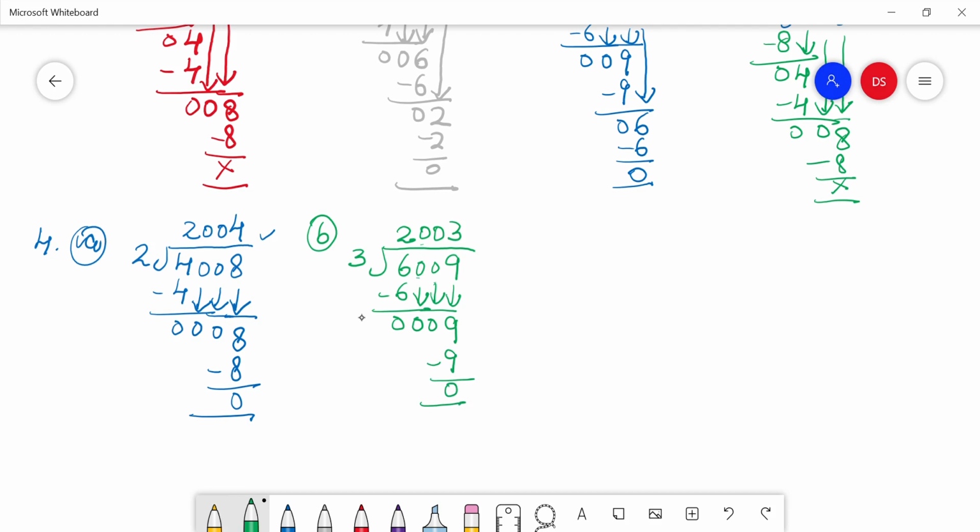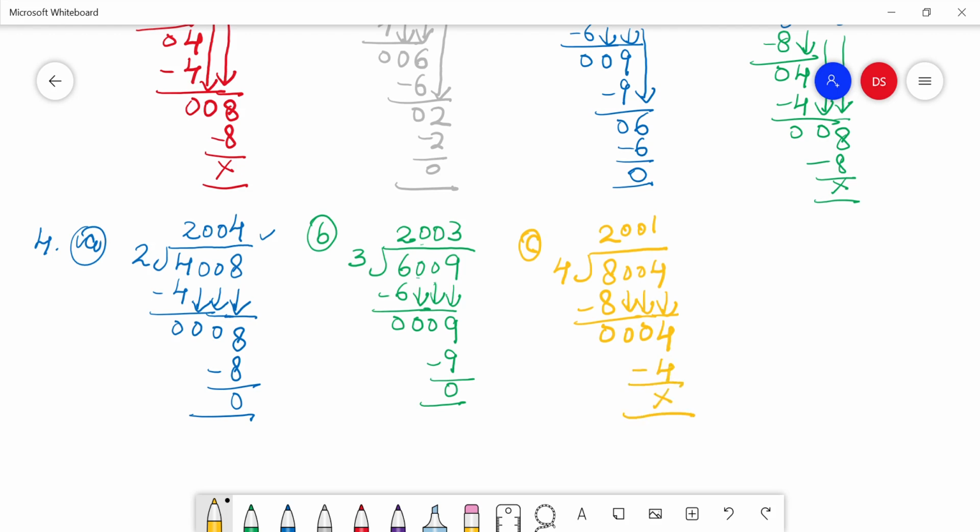Now we will do C part of question number 4. C part of question number 4 is 8004 divided by 4. 4 2s are 8. 8 minus 8 is 0. We have 0. We will write 0 in the quotient place directly. Last number is 4. 4 1s are 4.